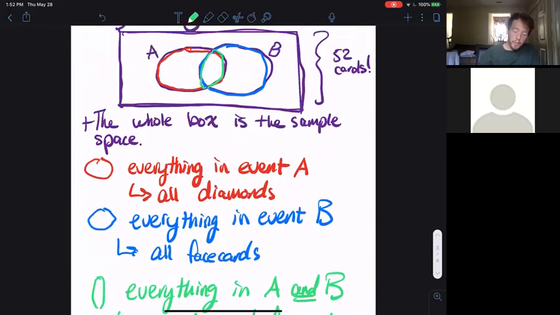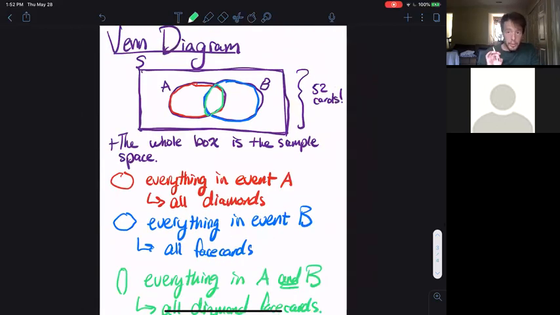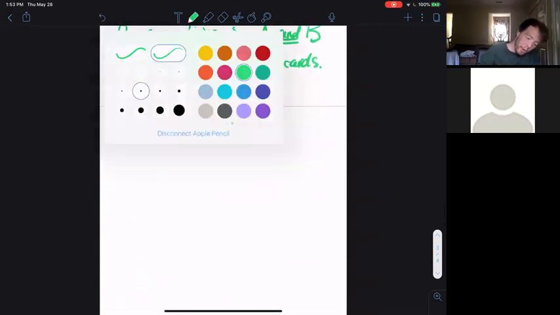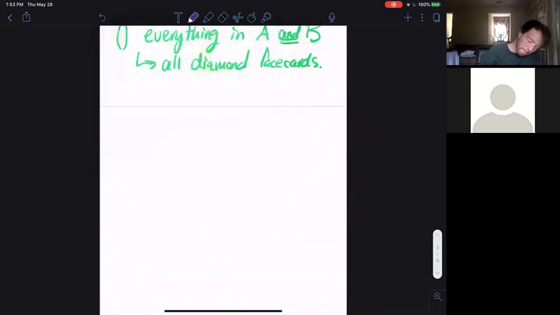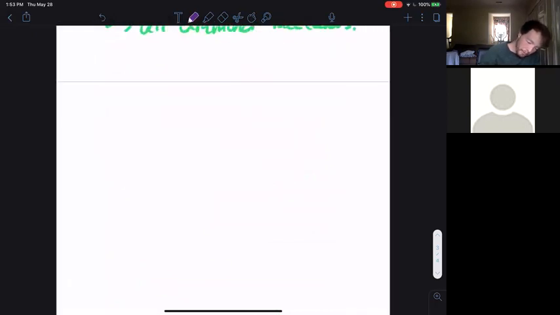So, a Venn diagram is a way to visualize the relationship between different events, whether they intersect, whether they don't, right? The whole box is every single possible thing that could happen. It's our sample space. And the circles that we make in a Venn diagram refer to events that can happen within the sample space. Note, these don't need to be to scale. Like my A isn't necessarily to scale of the proportion of values that should be in A. It's just kind of a visualization to talk about relationships between events. So whenever you draw a Venn diagram, I want you to fill it in a certain way. And I'm going to show you how to do that now for our example.